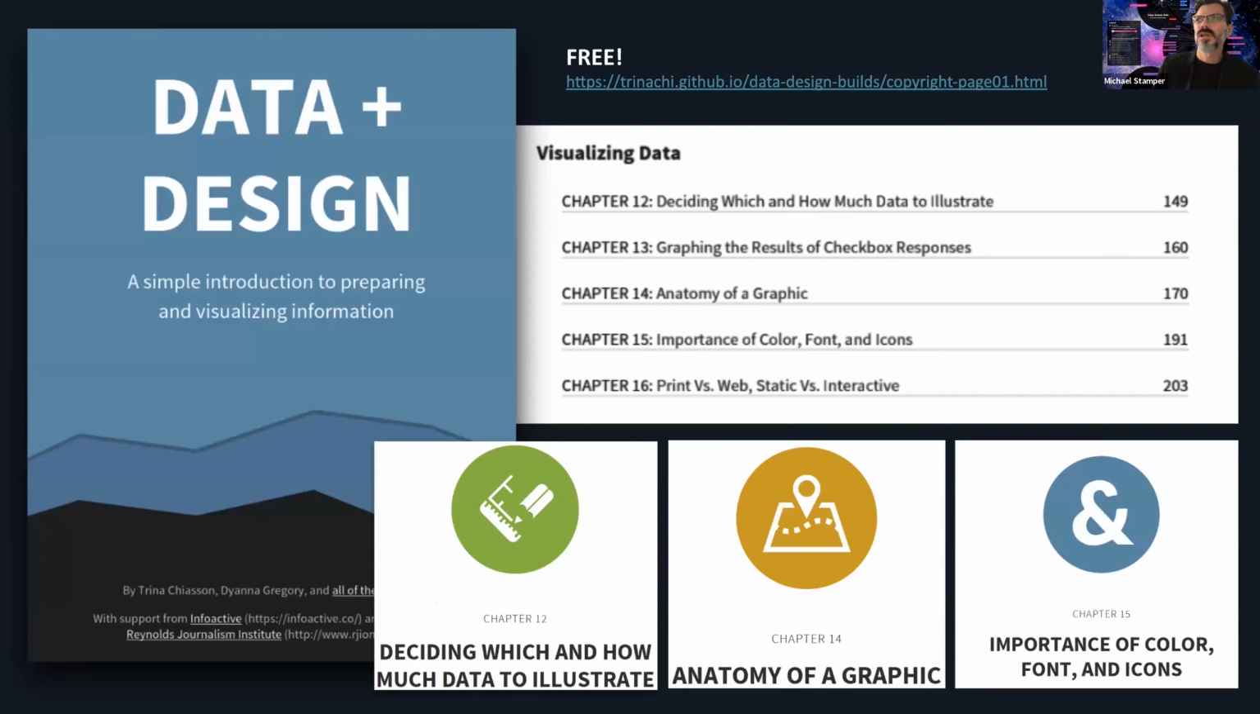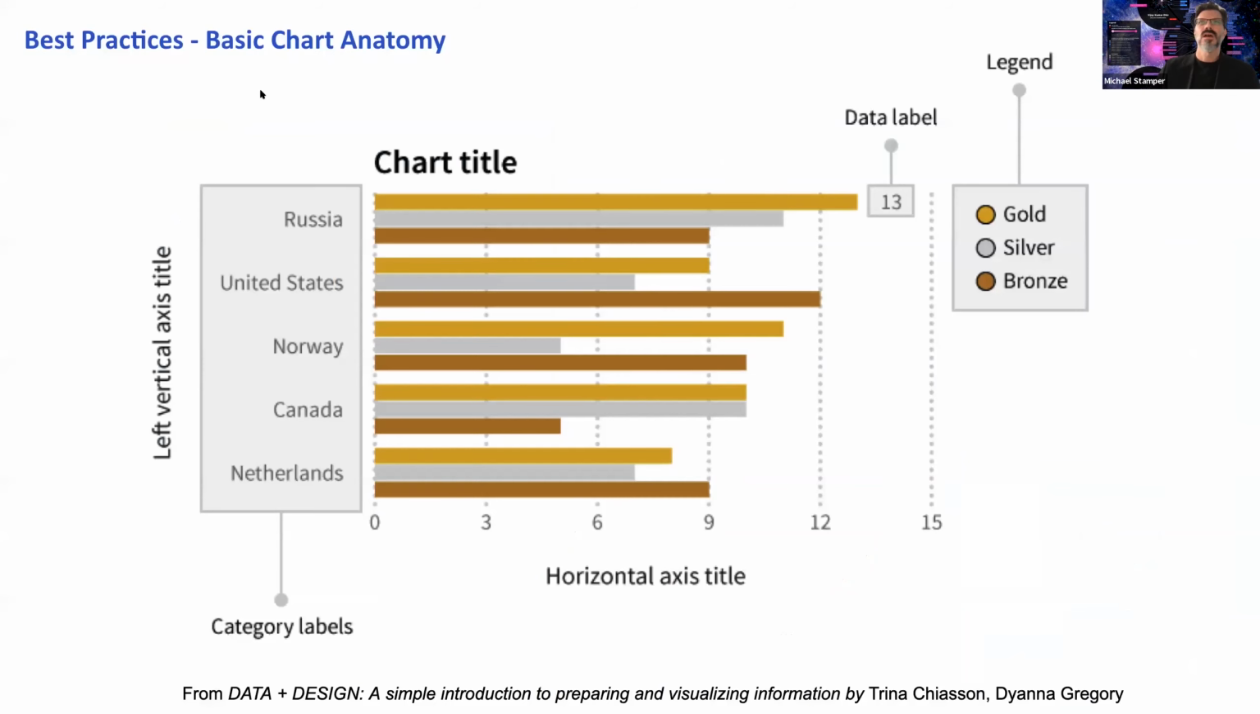Another resource I do like to link to in my courses is this one called Data and Design, a simple introduction to preparing and visualizing information. And some of the chapters I do point out are the ones over here on the right, which mainly deal with, again, presentation. And in this book, they have some very minimalist charts that show there are names for these pieces: when you're creating a chart, you have to have a title, you should have labels, you should have legends.